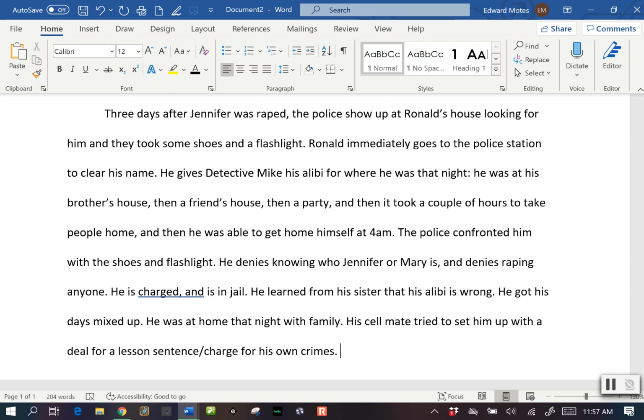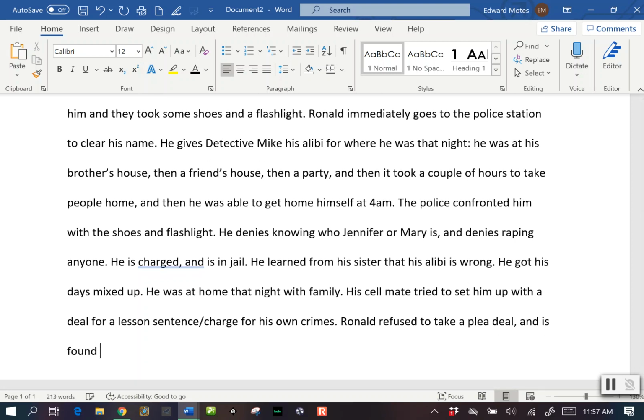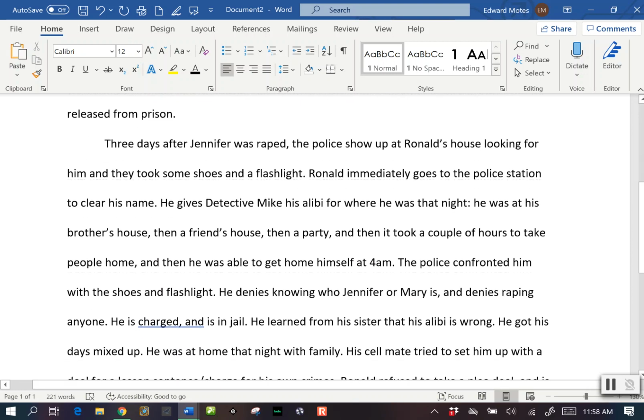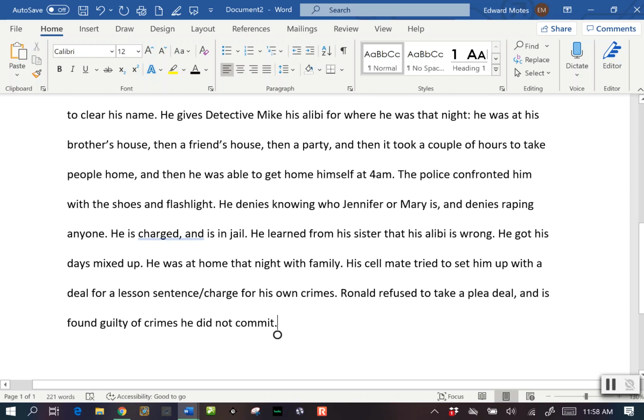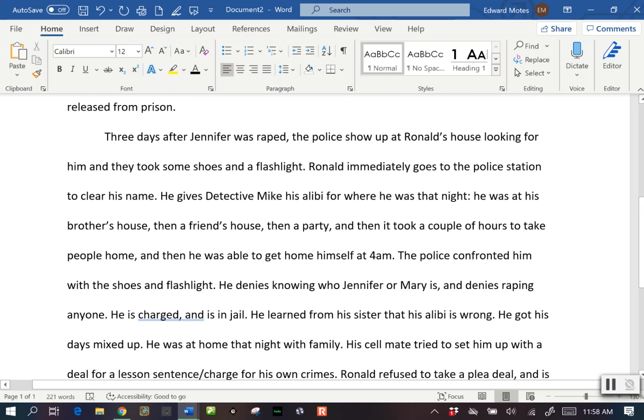All right. Ronald refuses to take a plea deal and is found guilty of crimes he did not commit. Okay? So we're not going back through all of the trial and all of that. We're just putting in his side of the story that was the most important for us. Okay? Which is here at the beginning of the paragraph.